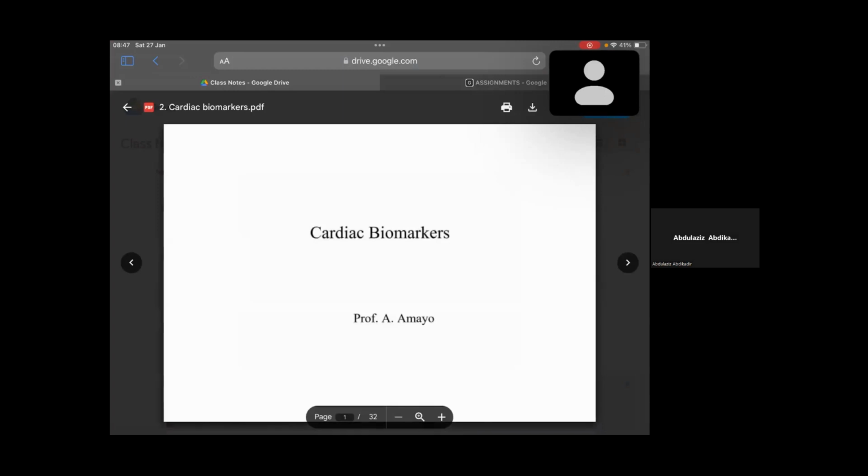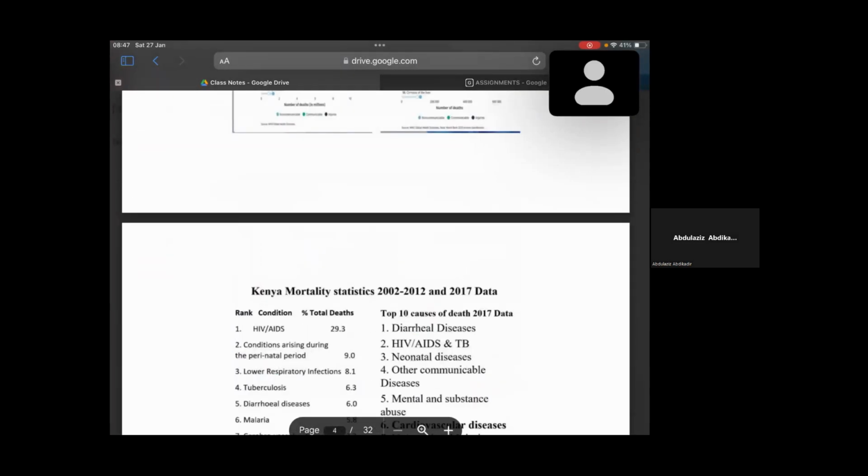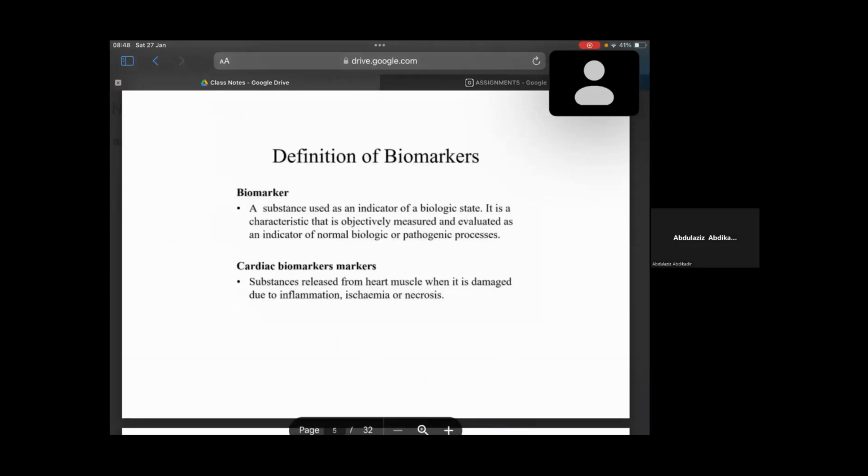I'm going to try to cover this in two parts. Firstly, I'm going to brush through the basics that you need to know as fast as possible. I'll be covering cardiac biomarkers and LFTs.